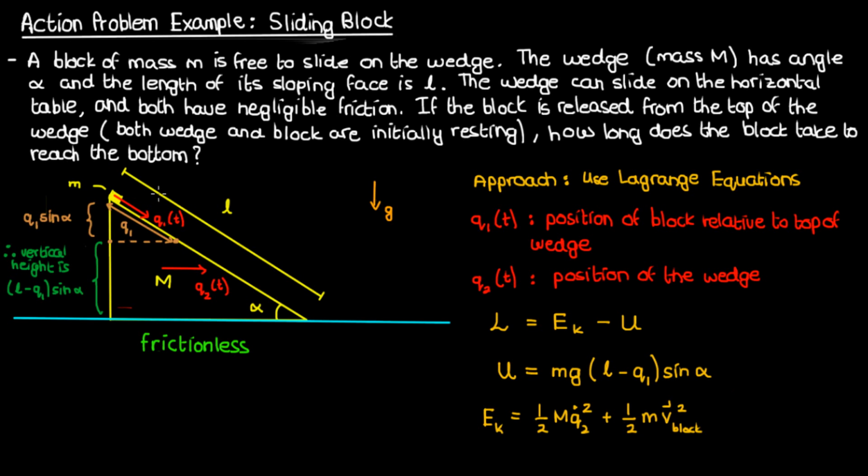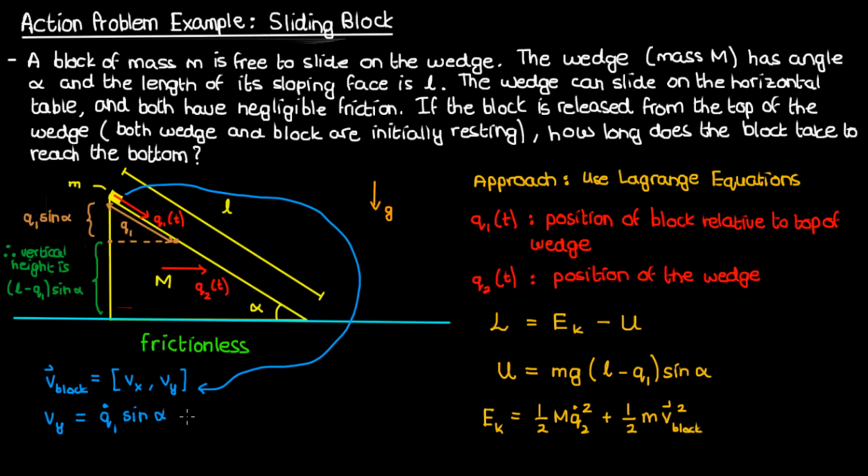The easiest way to express the velocity of the block is to go back to Cartesian coordinates and write the velocity of the block in terms of the velocity in the x direction and the velocity in the y direction. The velocity in the y direction is just q1 dot times sine alpha, but the velocity of the block in the x direction isn't just q1 dot times cosine alpha, because this is just the velocity of the block relative to the wedge. In this problem, the wedge is free to move at a velocity q2 dot, which is why we need to add the velocity of the wedge to vx to get the velocity of the block relative to the ground.